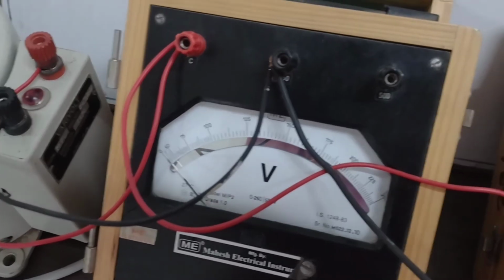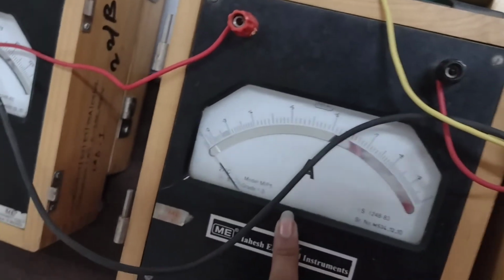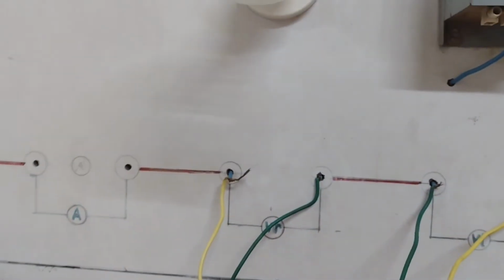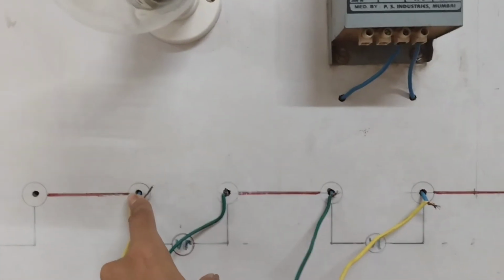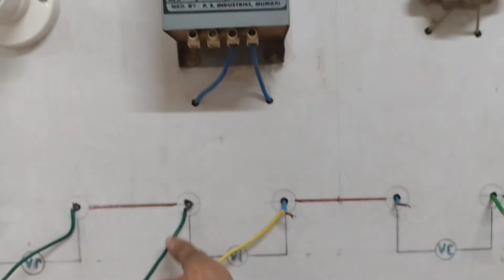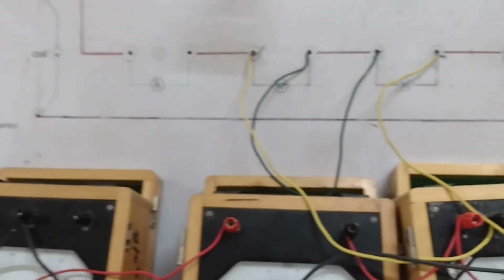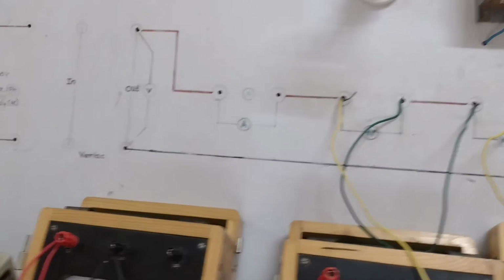The voltmeter indicates the supply voltage, the ammeter indicates the current, and the wattmeter indicates the power. Across these two terminals we can measure VR, that is the voltage across the resistance. Across this terminal we can measure VL, that is the voltage across the inductor. Then we will take the reading.